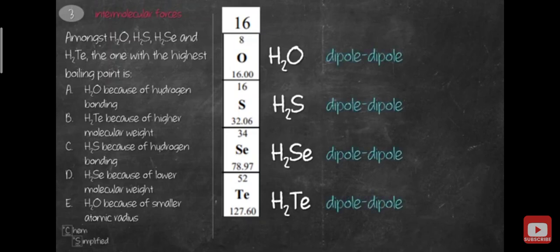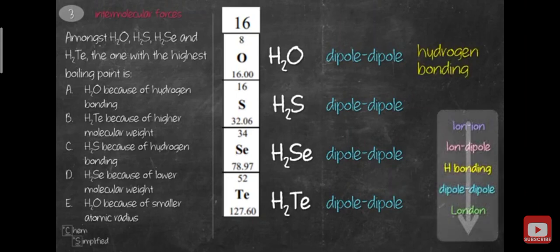All of them have dipole-dipole interaction because there's a permanent dipole between the hydrogen and the atom. Since oxygen is a highly electronegative atom, it is also capable of hydrogen bonding. Since hydrogen bonding is much stronger compared to dipole-dipole, H2O will therefore have the highest boiling point, and that makes A the correct answer. This question focuses on bond polarity.